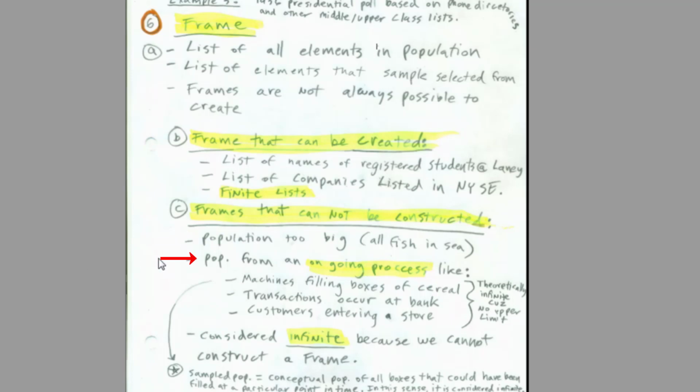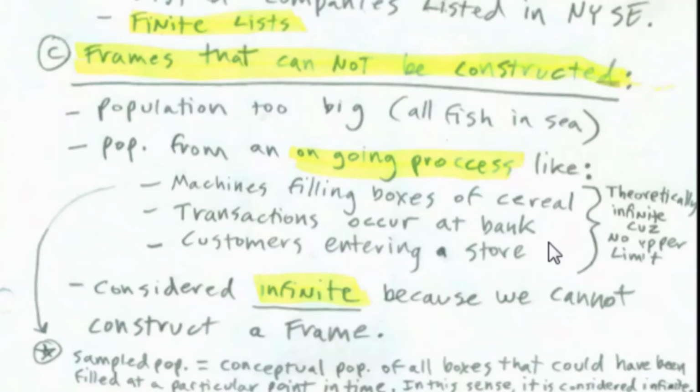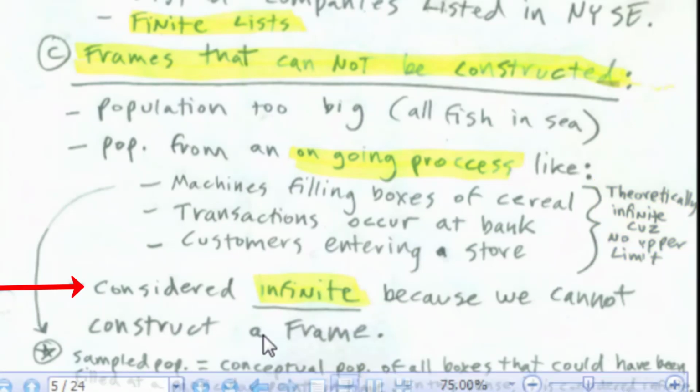Also, frames that cannot be constructed: populations from an ongoing process. For example, machines filling boxes of cereal, transactions occurring at a bank, customers entering a store. In all of these cases, it's theoretically infinite because there's no upper limit. We consider it infinite because we cannot construct a frame.